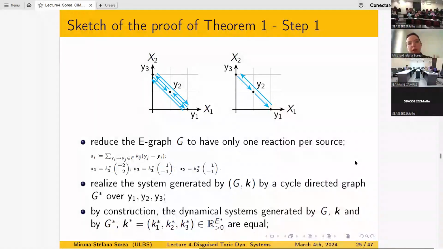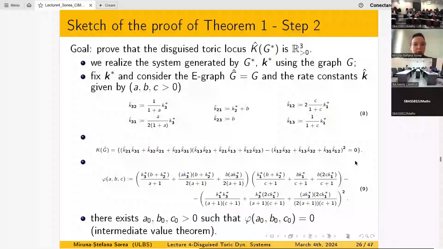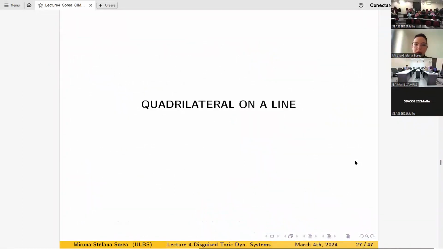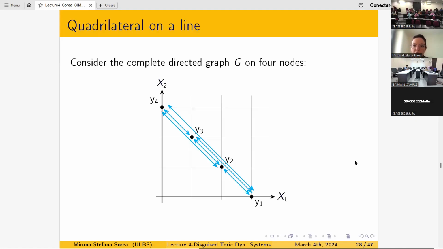Okay, so this was an example where K hat is the whole parameter space, and it was a good improvement from the hypersurface from the toric locus. If we consider now a quadrilateral on a line, 4 vertices, the complete directed edge. Actually, at the end, we will also look at an n-gon on a line. Now we have the triangle on a line, the quadrilateral on a line now. What can we say about this one?